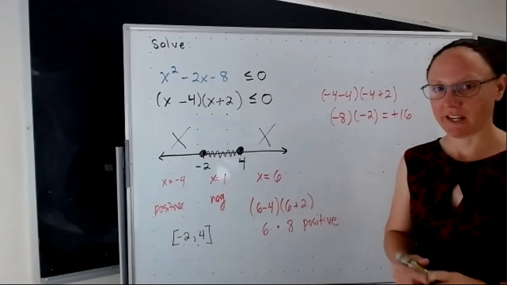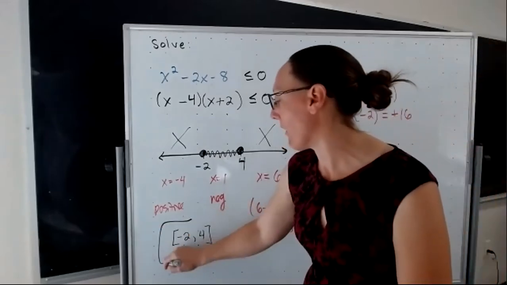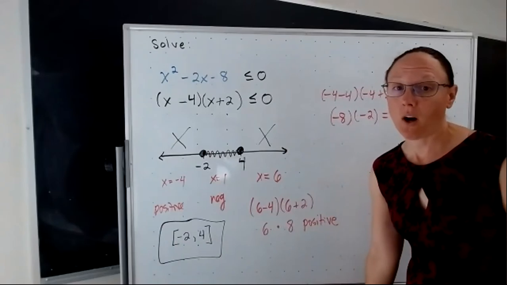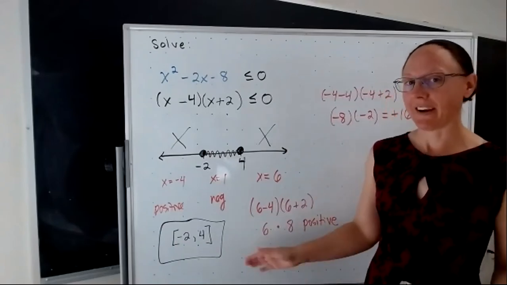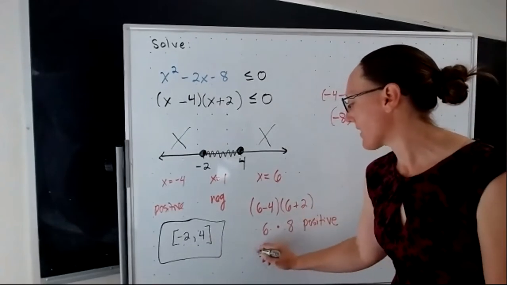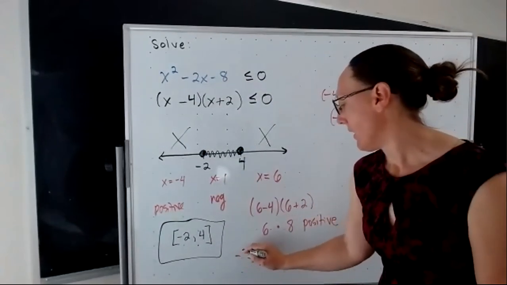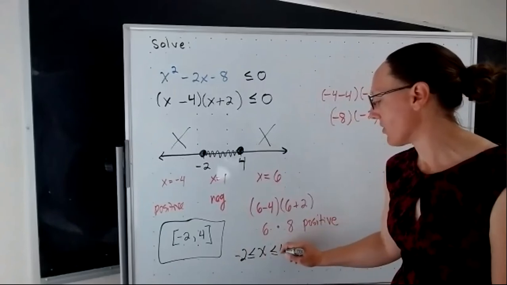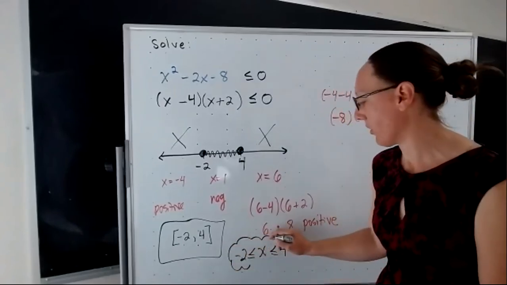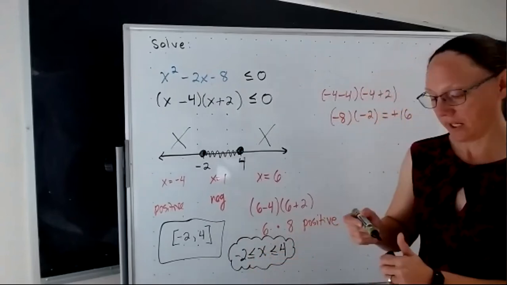Oh, let me just indicate this would be my final answer. Or if you wanted to write that in inequality notation, we would say that x is between -2 and 4. So this would be the answer if we were looking for inequality notation.